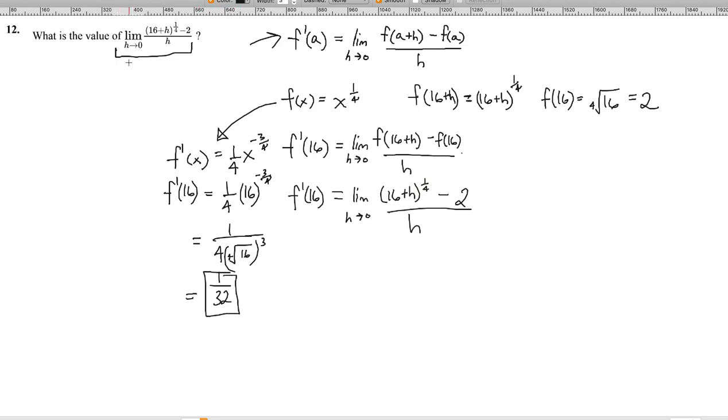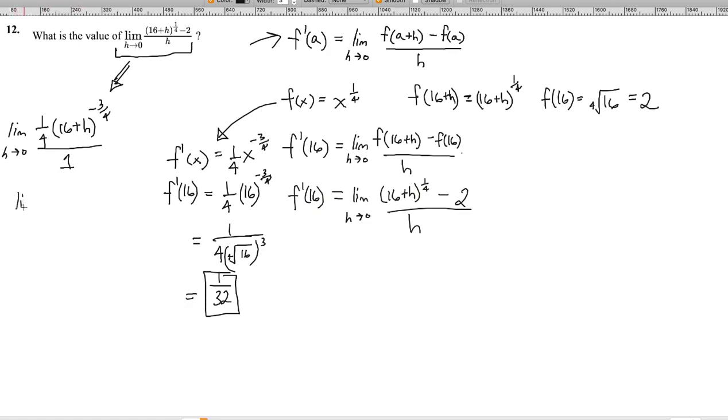And again, I could have maybe done L'Hopital's rule here and gotten something. Let's see what happens when I do that. So, just out of curiosity, it's in the indeterminate form because the top part is going towards 0 and the bottom part is going towards 0. So then L'Hopital's rule says that I could differentiate the top and differentiate the bottom. So let's see, I get 1/4 times 16 plus h to the negative 3/4, times the derivative inside, which is just 1 over 1.